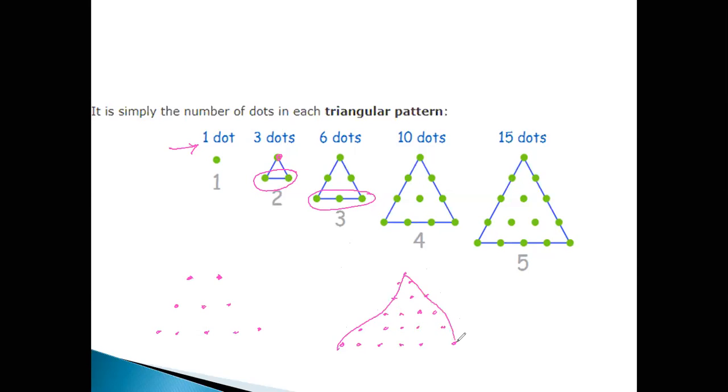Maybe I haven't drawn it exactly. So how many points are drawn in this? That is the triangular number. If the base is 1, it is 1. If the base is 2, then the triangular number is 3. So these are the triangular numbers: 1, 3, 6, 10, 15, and so on.